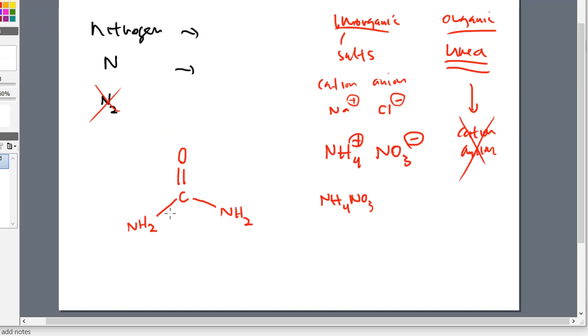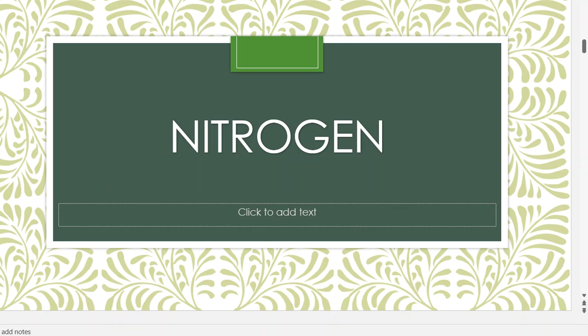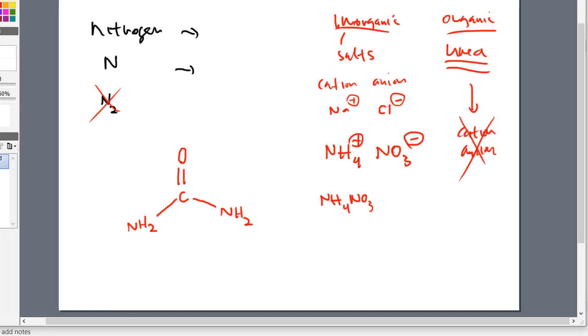So this carbon holds hands with three different groups. One is an oxygen, and the other two are the same, and those are NH2s in total. So a couple of pieces of terminology here that I would like for you to know. If I go back and take a look at this C double bond O group, this C double bond O group is referred to as the carbonyl.